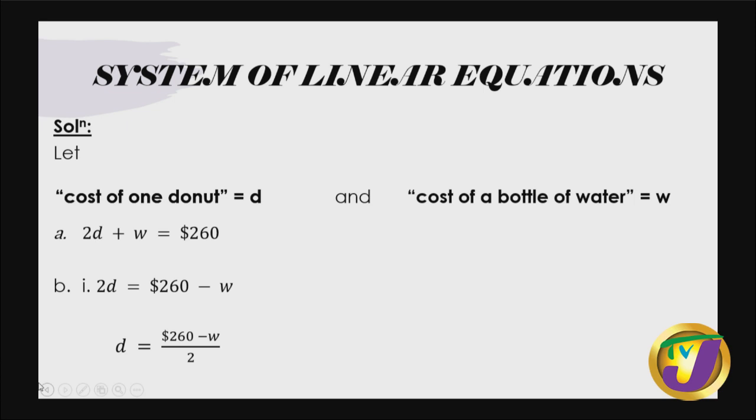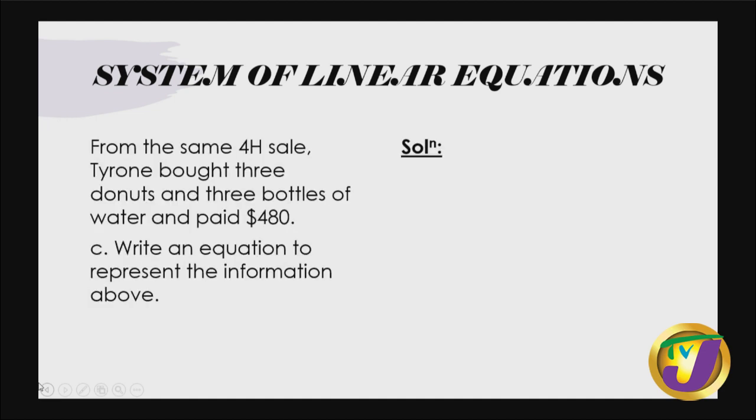Let's see if we can find the cost of a bottle of water. Now I transpose 2D to get W is equal to 260 minus 2D. And here, as you can see also, I am still unable to find the cost of the bottle of water or the donut. It means that I'm going to need some more information. So let's see if we can get some more information to help us with this problem.